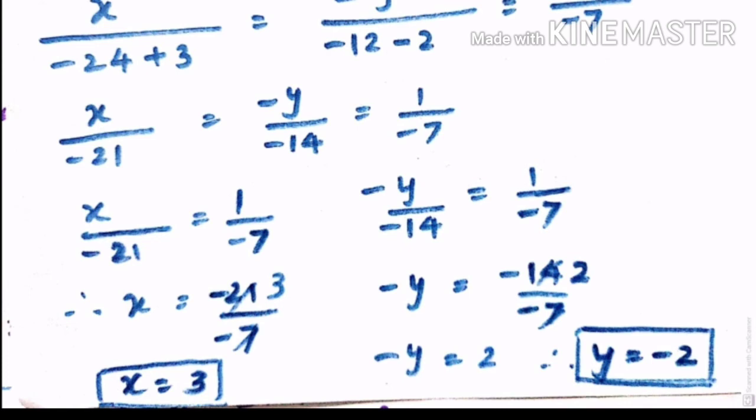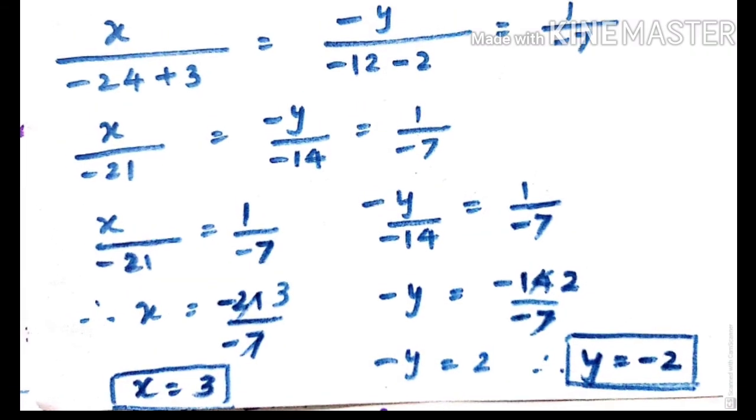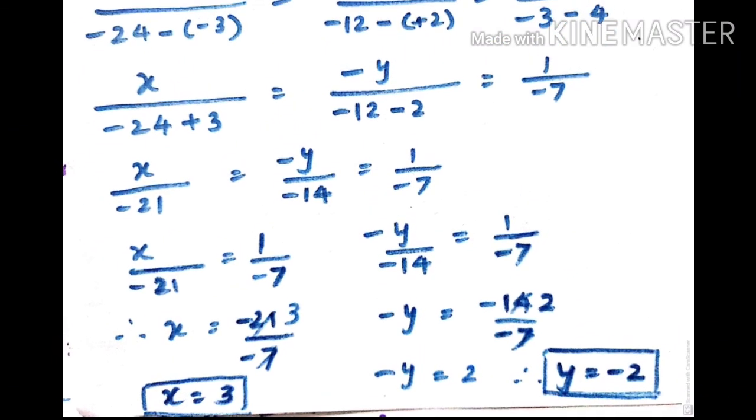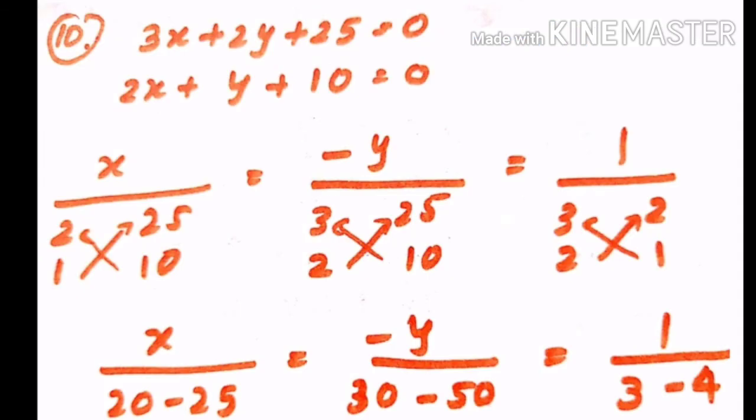So you can see I kept my minus y as it is, minus 14 by minus 7 becomes 2. So on the left side of y it is a negative sign, it will change to the right side. So y is equal to minus 2. This way we found our x and y values very easily. Students, for this method you need some practice. Once you have enough practice, it is very easy for you.